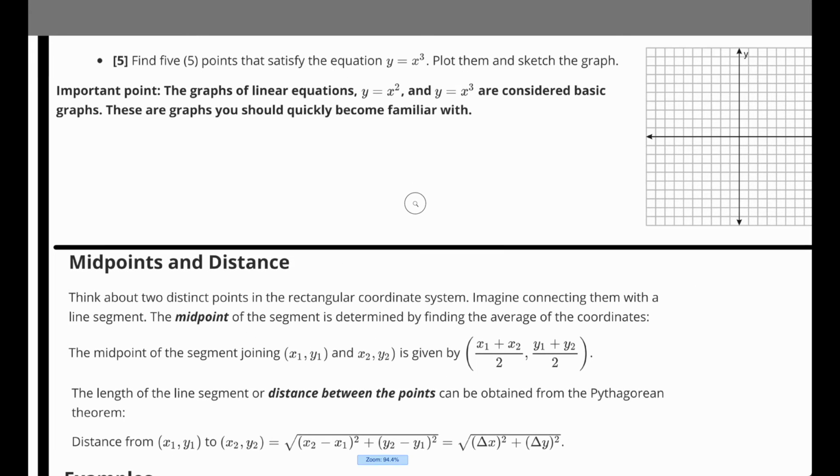All right, the next one, it says, find 5 points that satisfy the equation y equals x cubed. So we're going to have x, a line, y. Again, what gets the y to be 0? Well, 0 cubed is 0. And then I'm going to pick points that are around that 0. So like 1, negative 1, 2, negative 2. And 1 cubed is 1, negative 1 cubed is negative 1, 2 cubed is 8, negative 2 cubed is negative 8. So you end up with all those points there.